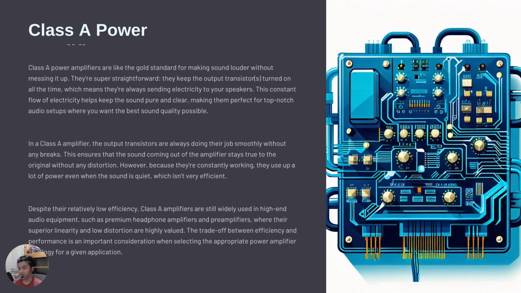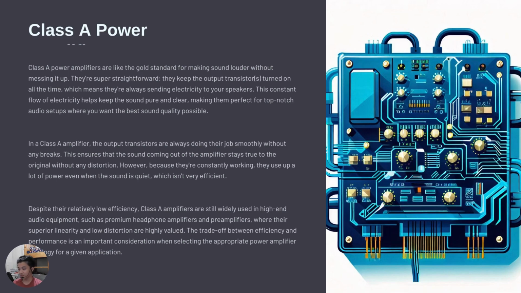In a Class A amplifier, the output transistors are always doing their job smoothly, without any breaks. This ensures that the sound coming out of the amplifier stays true to the original without any distortion. However, because they're constantly working, they use up a lot of power even when the sound is quiet, which isn't very efficient.